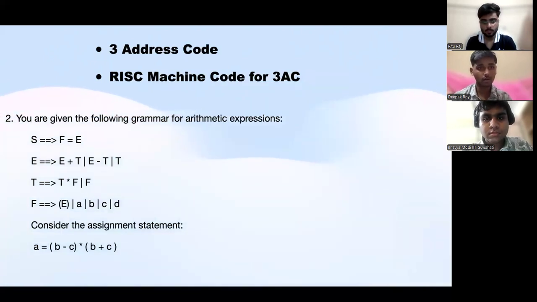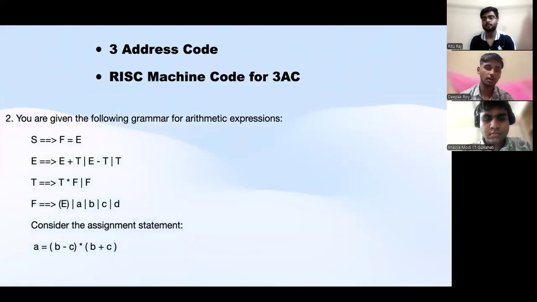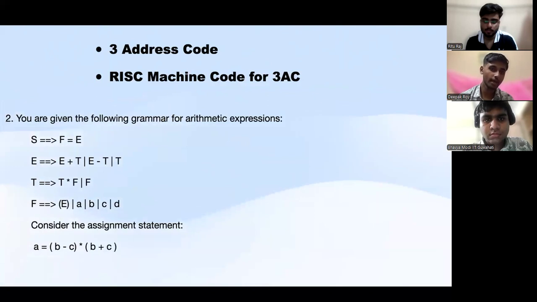Now moving forward to question number 2. Here it is written, you are given the following grammar for arithmetic expressions. We have to remember that a compiler has a specific grammar. Every compiler has a specific grammar, so the question has to specify what grammar is defined for the specific compiler.